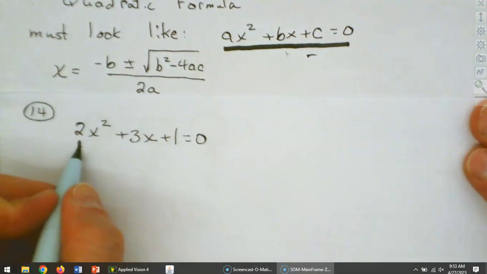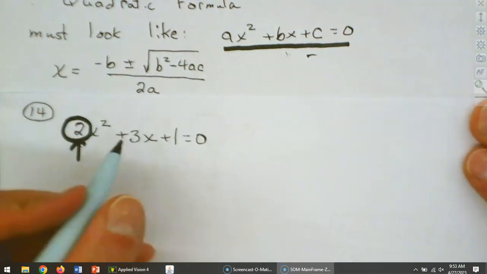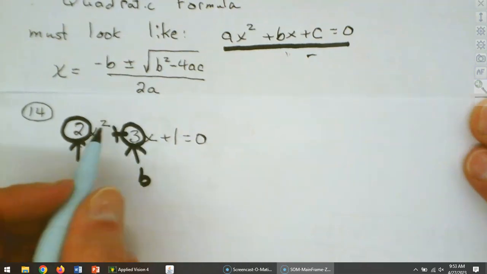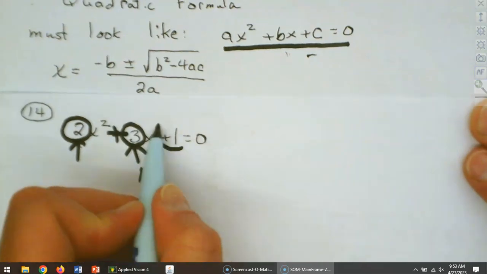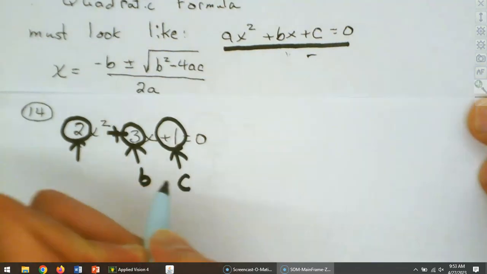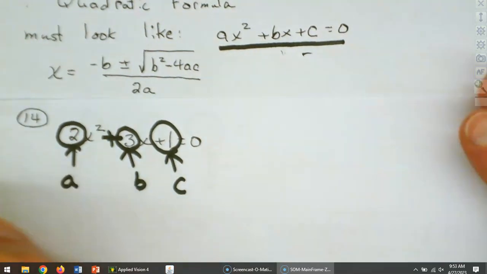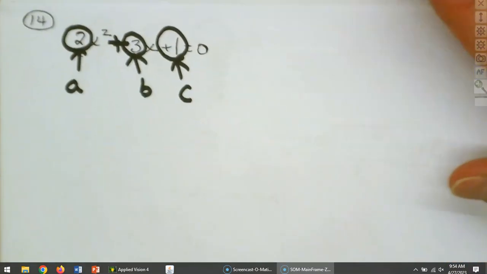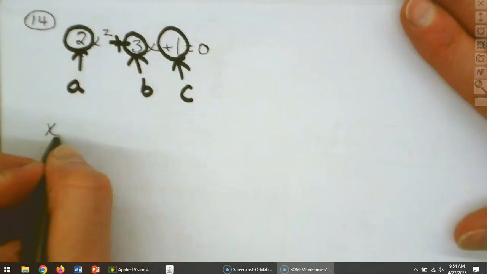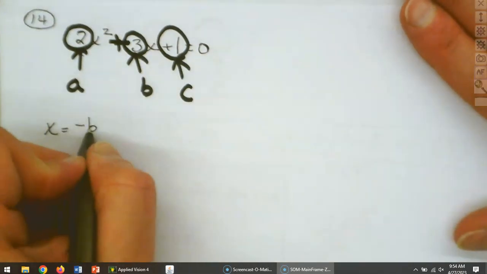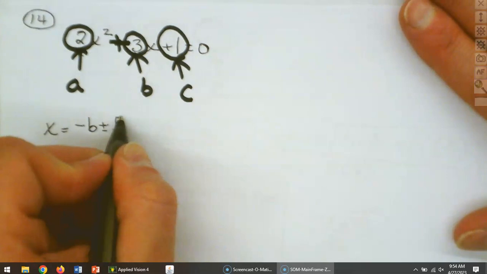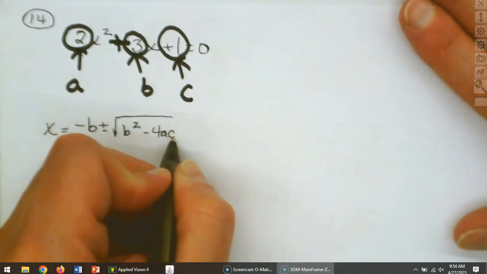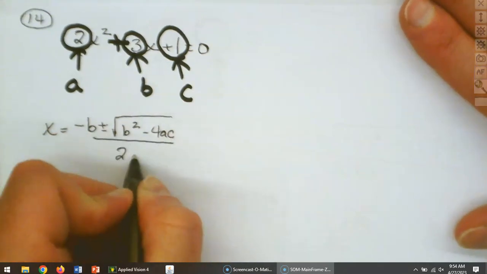So what do we know? We know this is going to be our A. This is going to be our B, and it's positive there, right? So make sure you see the signs. This is our C. We write up our formula one more time. So x equals minus b plus or minus the square root of b squared minus 4ac over 2a.